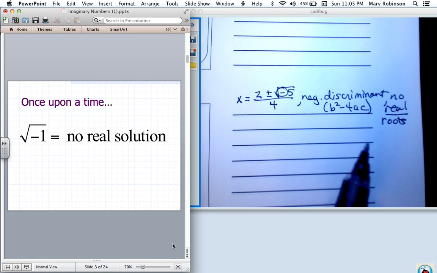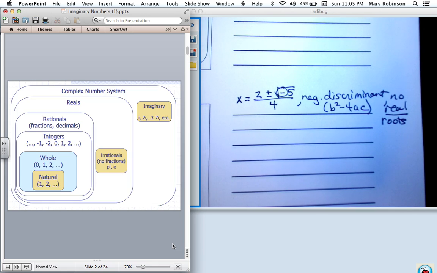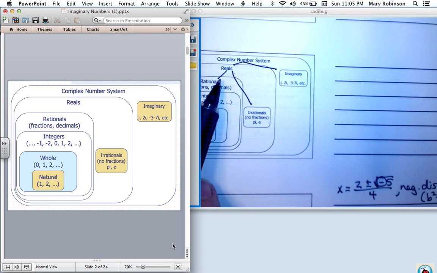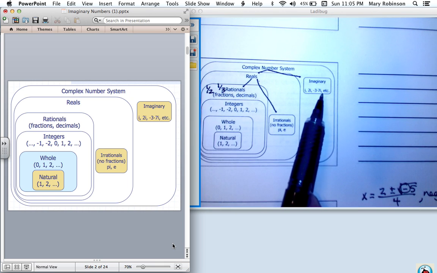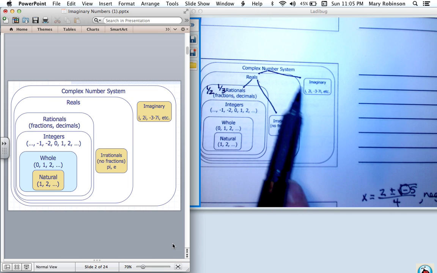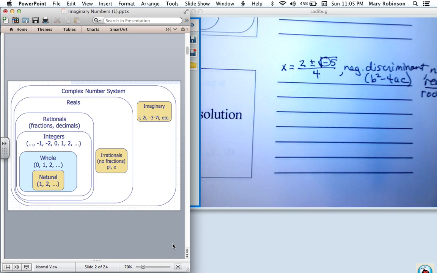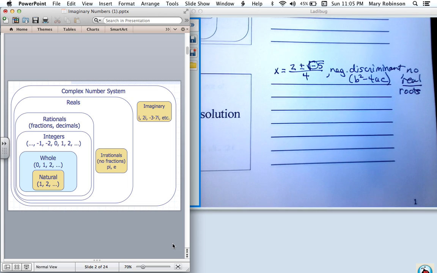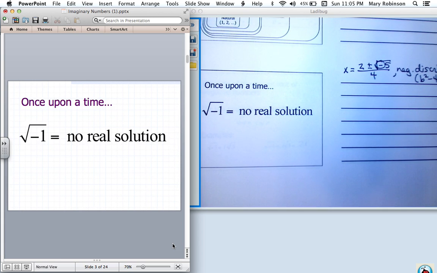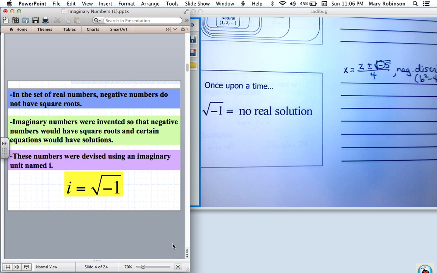Well, remember, no real roots simply means that if they did not fit in the real number system, then they were actually still in the complex number system, but they were imaginary. And we'll talk about what that means in just a little bit. So now what you need to understand is that if you see the square root of a negative, where once upon a time we would call that no real solution, we actually can simplify it.